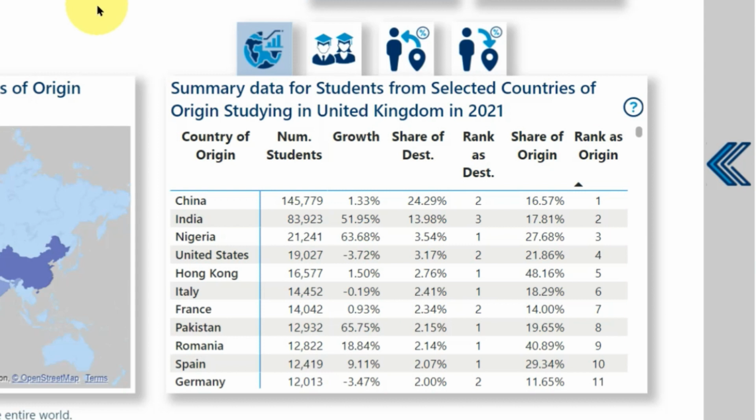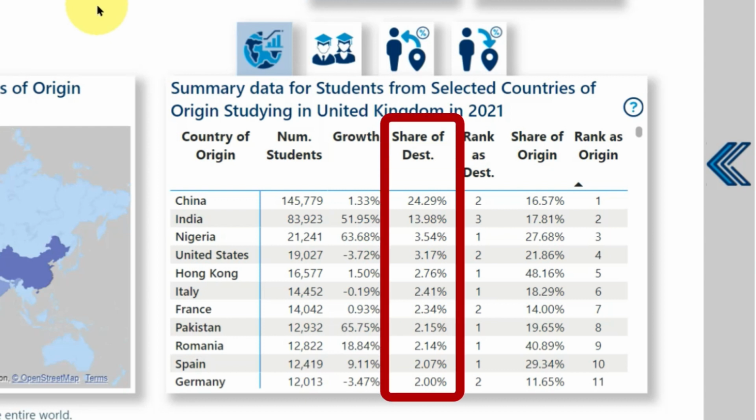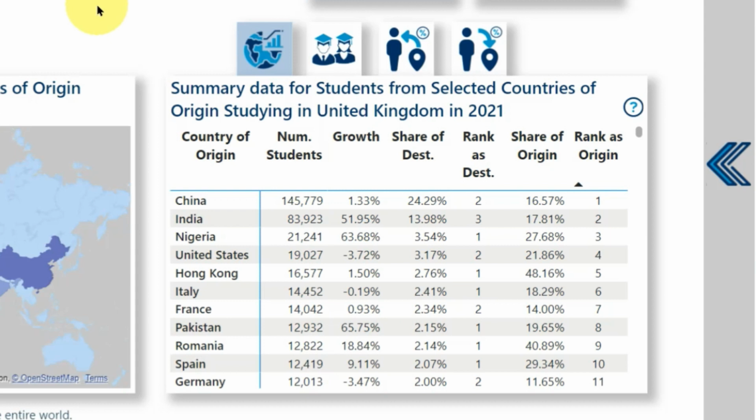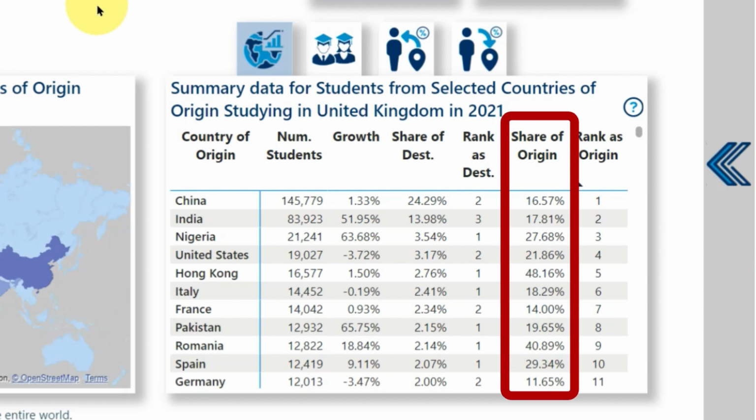It will also show the number of students from the country of origin as a share of all international students in the destination in that year. This is the share of destination. And as a share of all students studying abroad from the country of origin in that year. This is the share of origin.